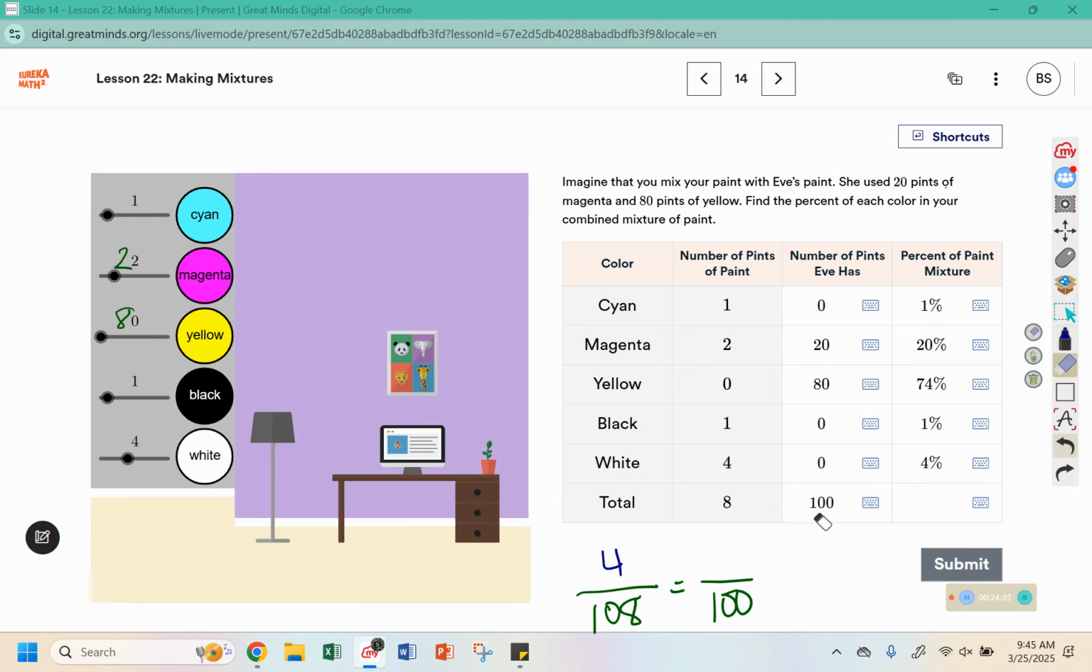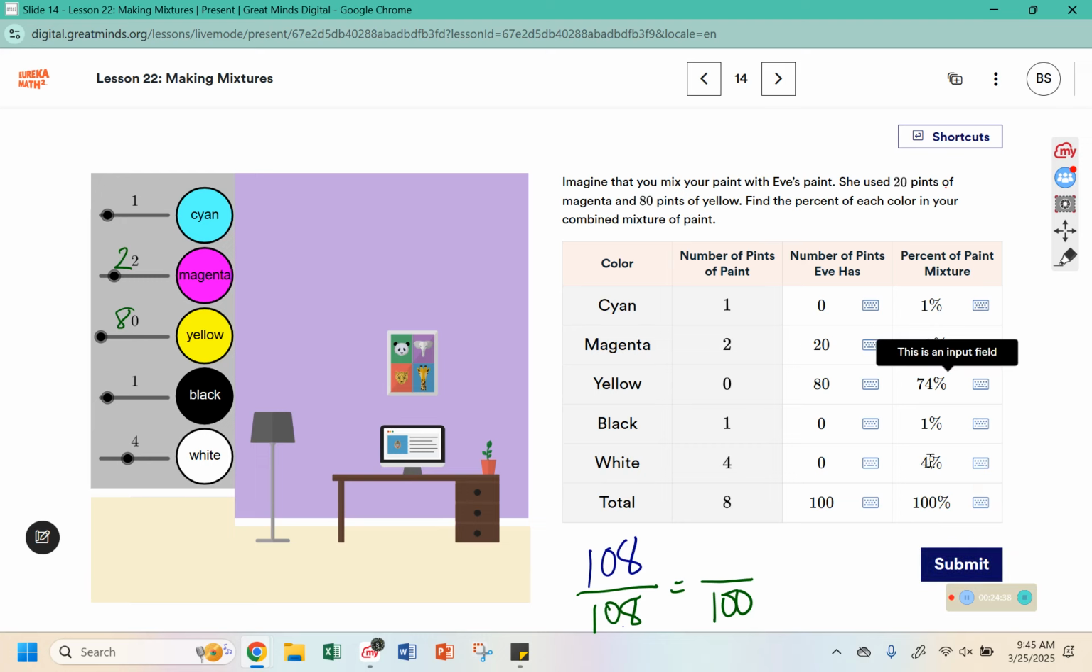And then I have the total. Well, if I had 8 and 100, that should be 108. So cross multiply and divide, that would give me 100%. If I add all of these, we should also get 100%. 1 plus 20 plus 74 plus 1 plus 4 is 100%.